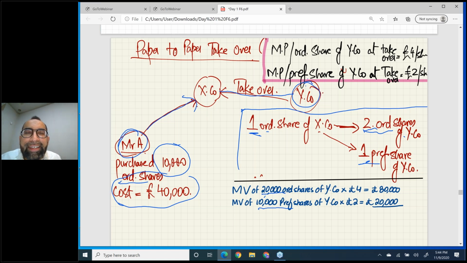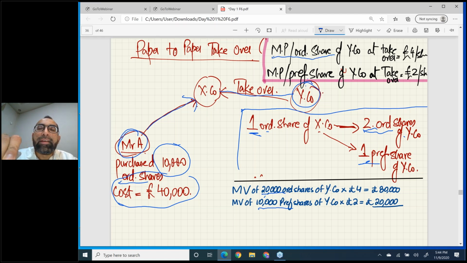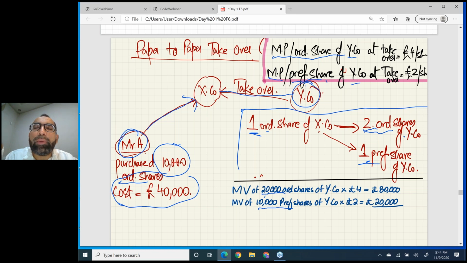So I immediately asked the tax department: for apportionment we always need a base, what will be the base? The tax department replied, use the market values of Y company's shares at the date of takeover. The market price per ordinary share of Y company at the date of takeover is £4, and per preference share it is £2.